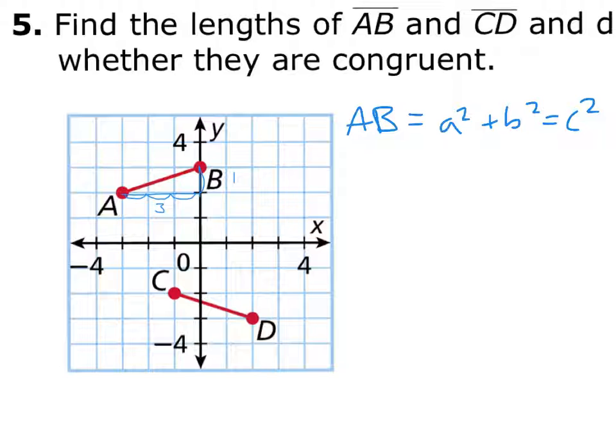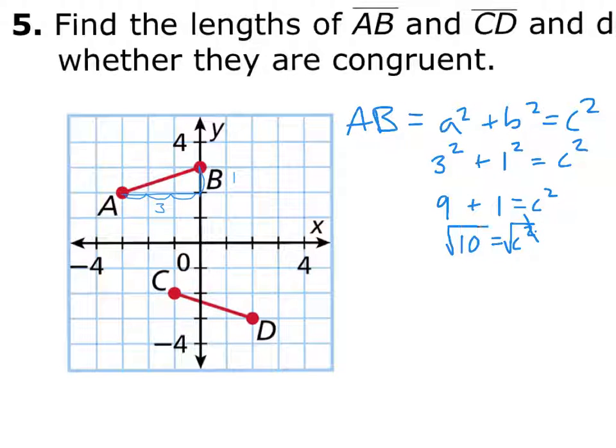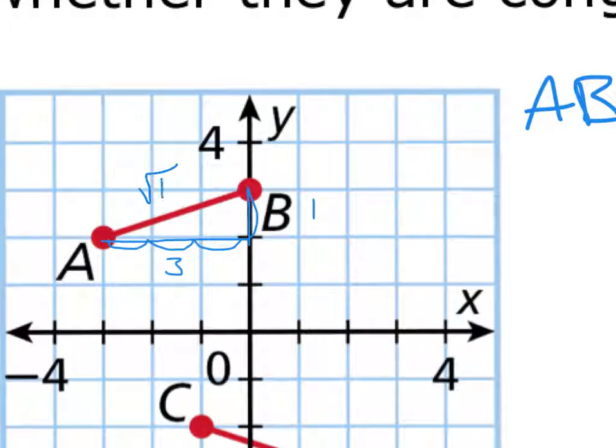And since A is 3, we would do 3 squared plus 1 squared, which is equal to C squared. So 3 squared would be 9, plus 1 squared, which is 1, is equal to C squared. So we have 10 is equal to C squared. To get rid of the squared on the C, we would do the square root. So the square root and the squared cancel out, and we would have to do a square root to the left side of the equation too. So it would be square root 10 is equal to C. And that would be the length of AB, square root 10.